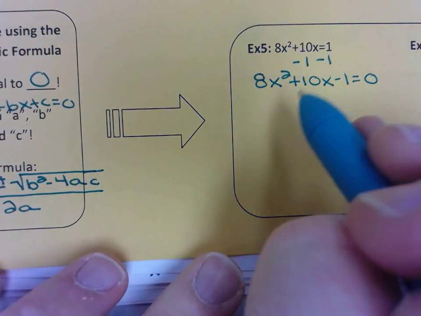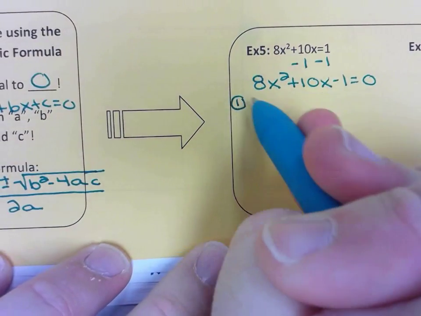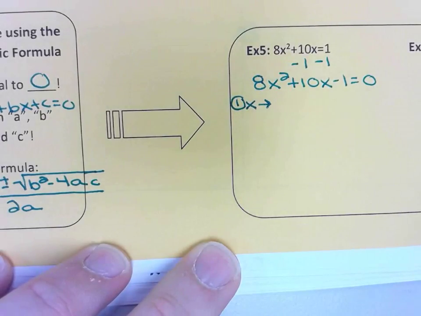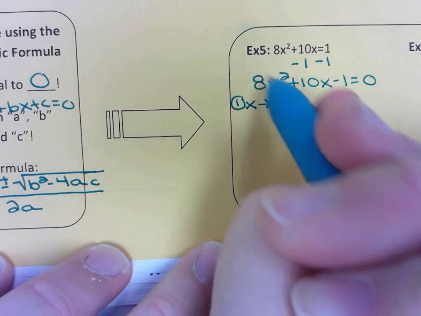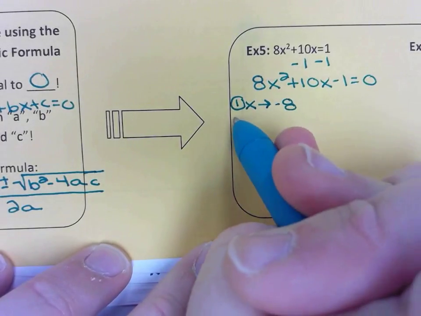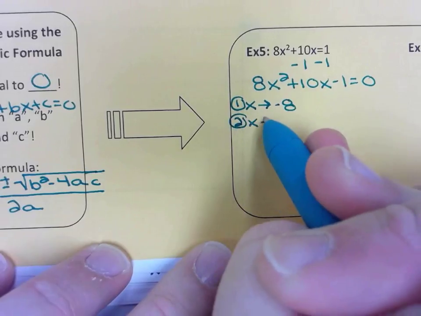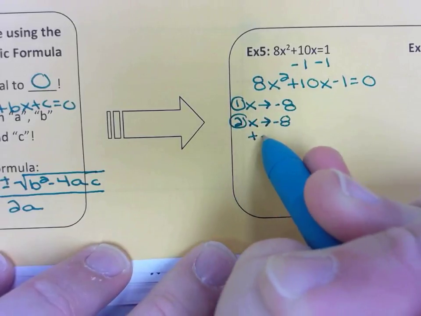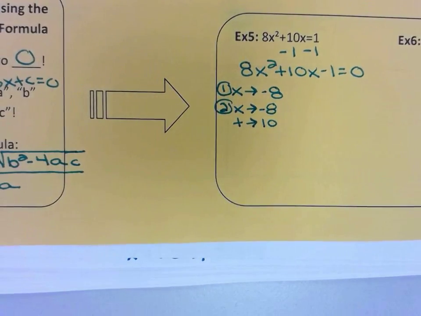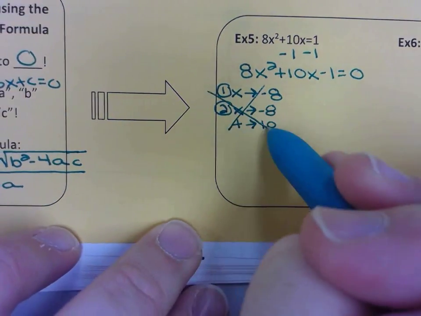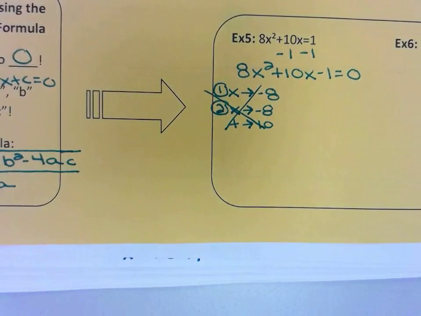Let's try to just factor real quick. Step 1, I need 2 numbers that multiply to give me what? Negative 8. 8 times negative 1. Actually, that's step 2. I need 2 numbers that multiply to give me negative 8 and add to give me what? 10. So what are some things that multiply to give me negative 8? 4 and 2 will never give me 10. And 8 and 1 will never give me 10. So it doesn't factor. If you cannot find the 2 numbers that work, then it doesn't factor.